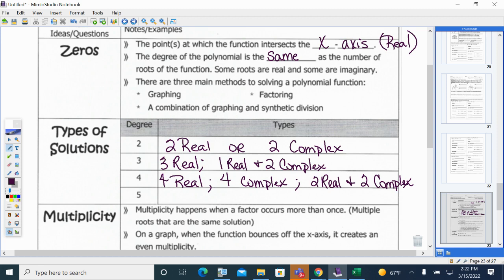And then for a 5th degree polynomial, a quintic polynomial, all 5 of those solutions could be real. Or if I have 2 of them that are complex, that's going to leave 3 real. Or I can have 4 of them that are complex, leaving 1 real. So just something to think about there.